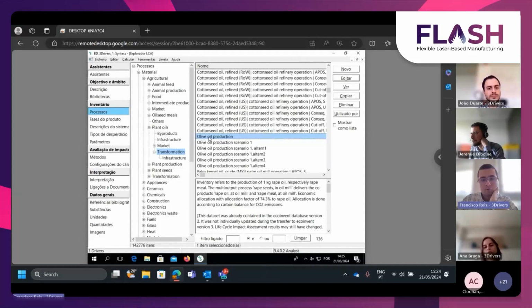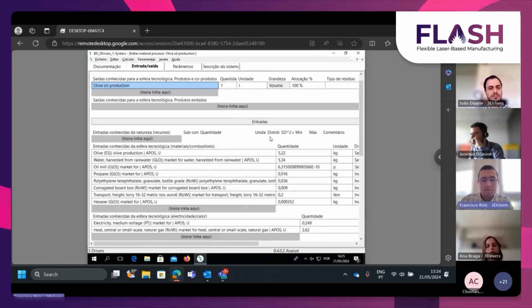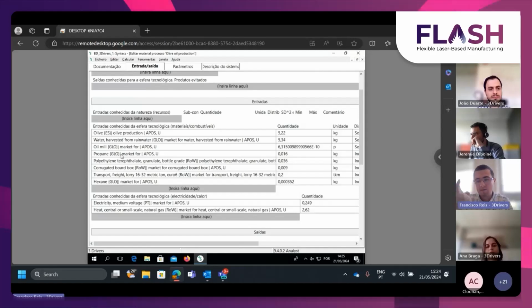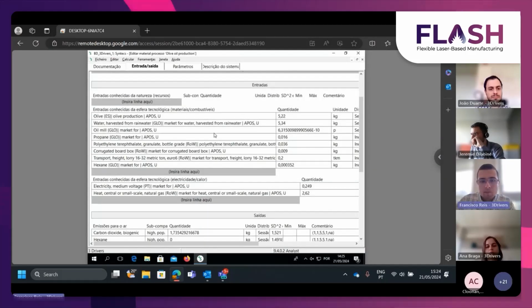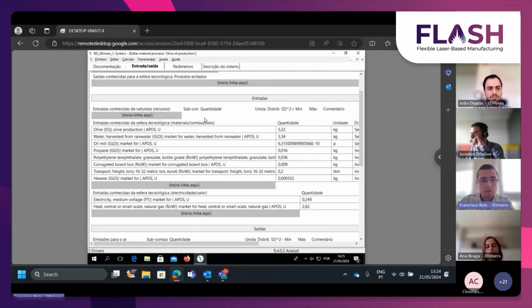I'm going to show you what's inside. So this is the final product, which is 1 liter of olive oil. And then you can see the known inputs from nature, which are here. And in your Excel in sheet 1, everything that I'm showing you is highlighted in green.